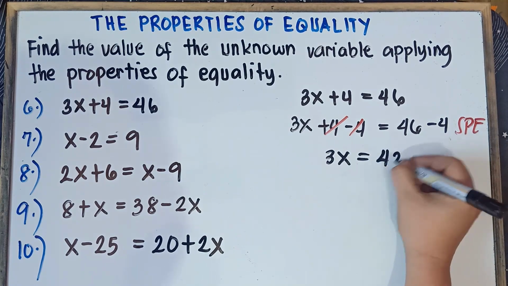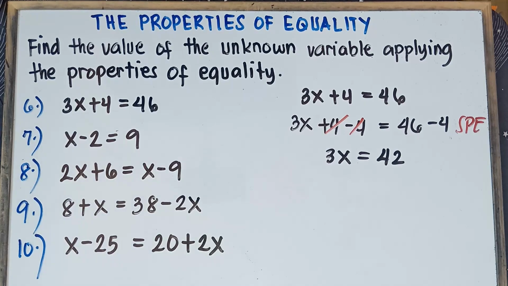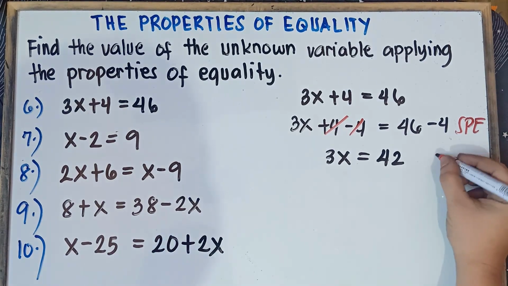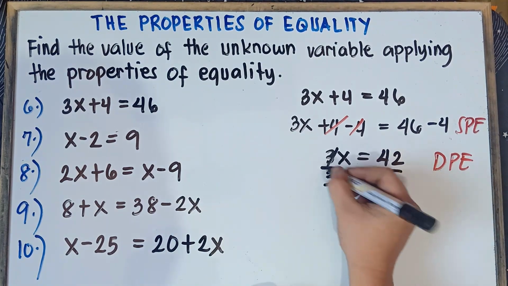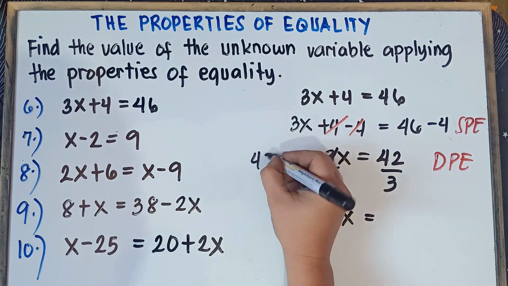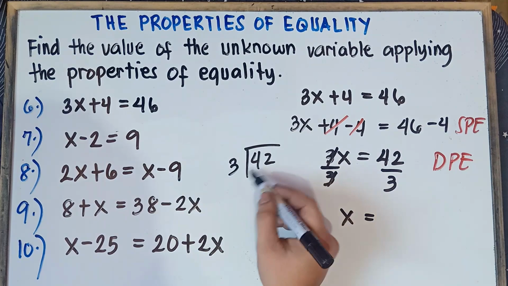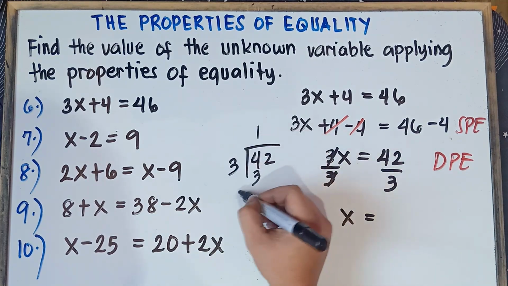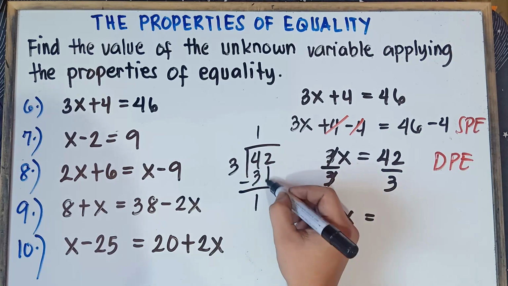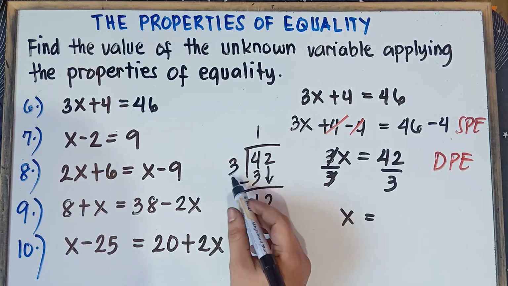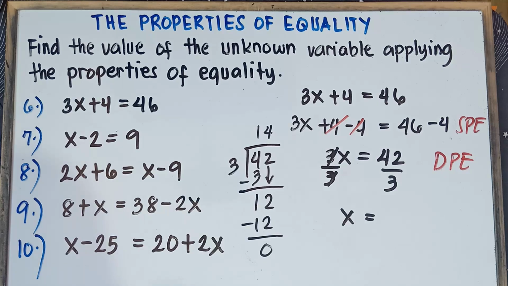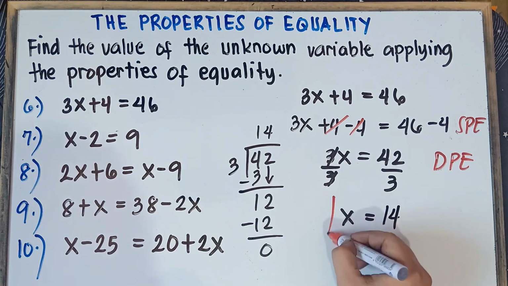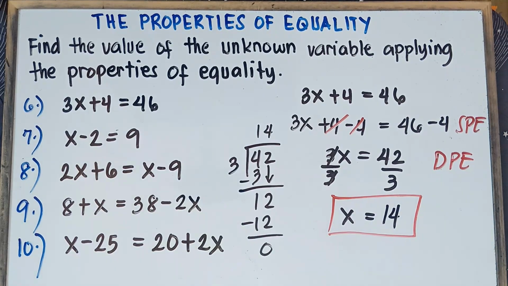The answer is 42. And then to get the value of x, we can apply division property of equality. We can divide both sides by 3. Divide by 3. So x equals, so 42 divided by 3. Let's check that. 4 divided by 3, that's 1. 1 times 3 is 3. Subtract 4 minus 3, that's 1. Bring down 2. 12 divided by 3, that's 4. 4 times 3, that would be 12. Subtract, that is 0. So therefore, x is equals to 14. That's it, class. That's the answer with regards to example number 6.